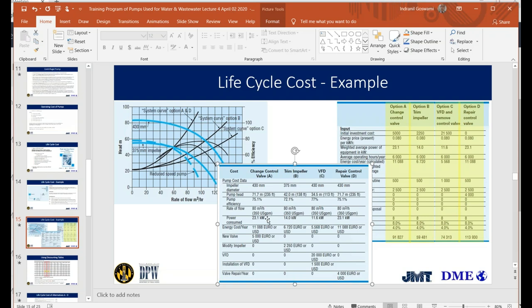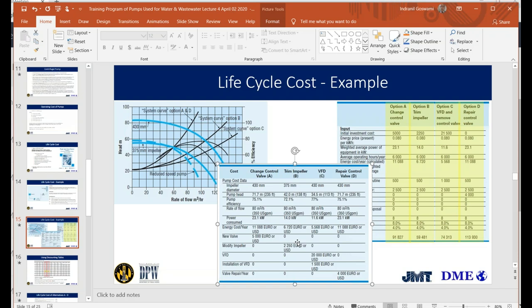So you can see widely varying power consumption. Options A and D are identical, 23 kilowatts, whereas options B and C are similar and much lower at 14 and 12 kilowatts respectively. So from that power consumption, we can convert it to energy cost per year. That will be a recurring cost that can be bundled in with your annual maintenance costs and treated as an annual cost throughout the life cycle of that pump.